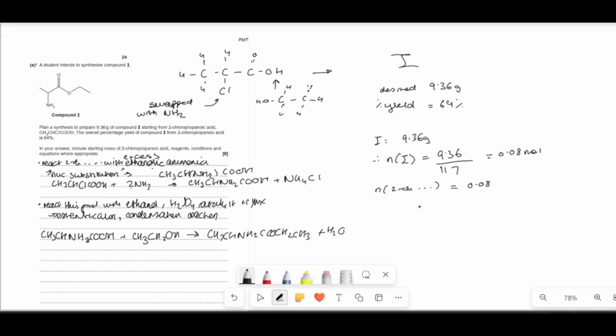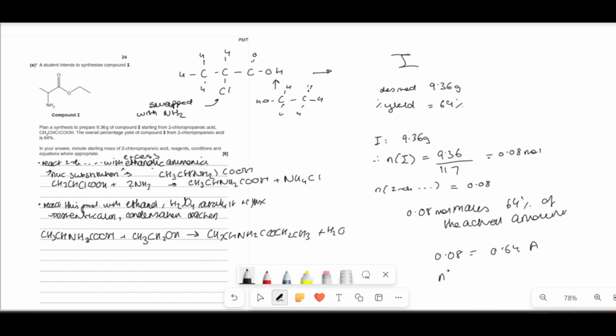However, they've told us the percentage yield. So 0.08 moles of this makes 64% of the actual amount, right? So the actual amount would be, so 0.08 equals 0.64 times whatever the actual thing is. The actual amount that we want to make is 64% of the original.